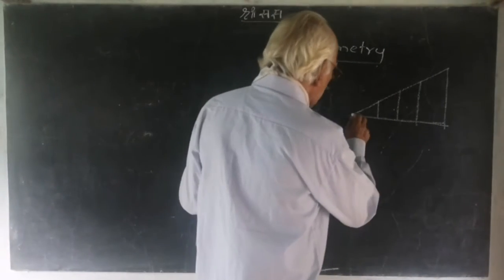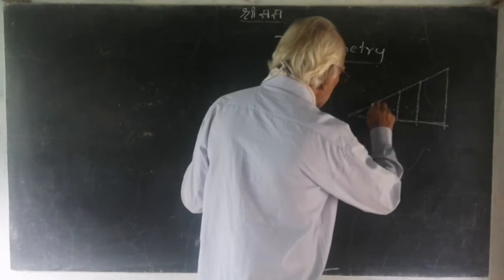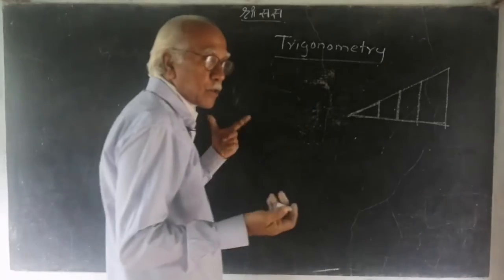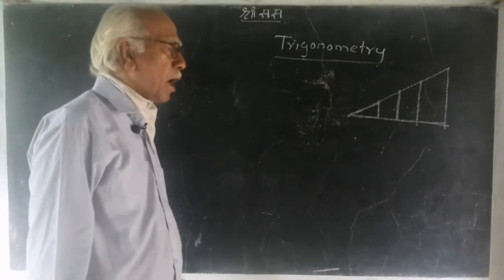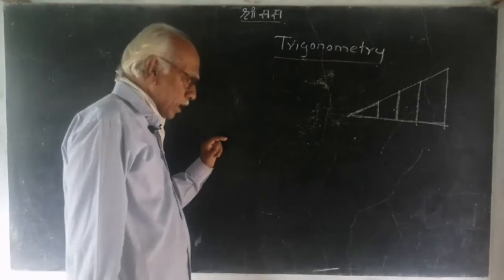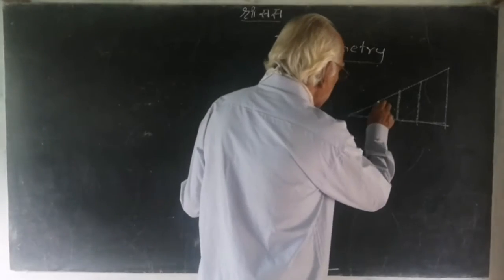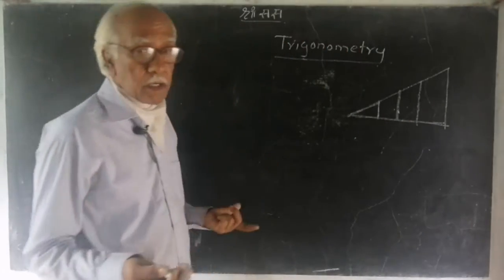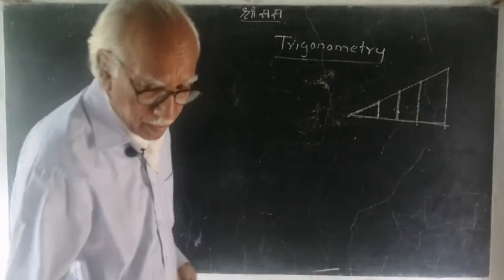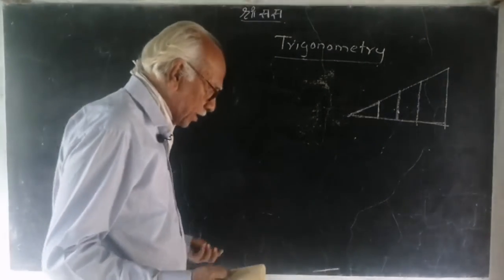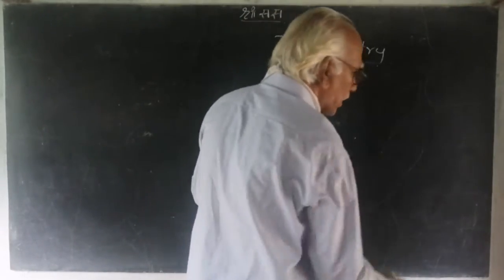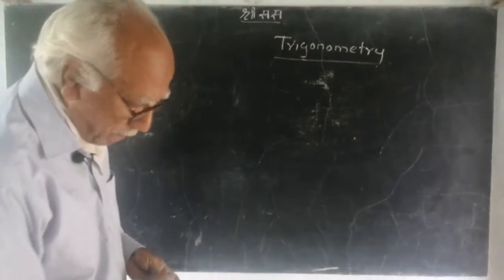Even if you consider these two triangles where the lengths of the sides are different, the ratios are constant. The ratio of the sides is independent of the length of the sides, and it depends on the angle. It constitutes the principle of trigonometry.